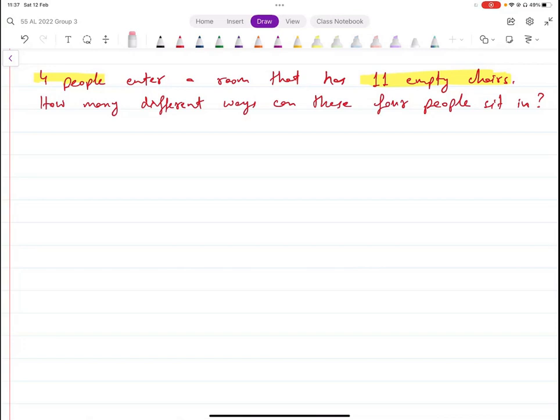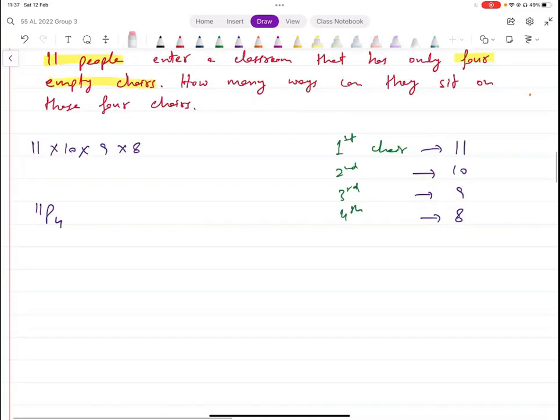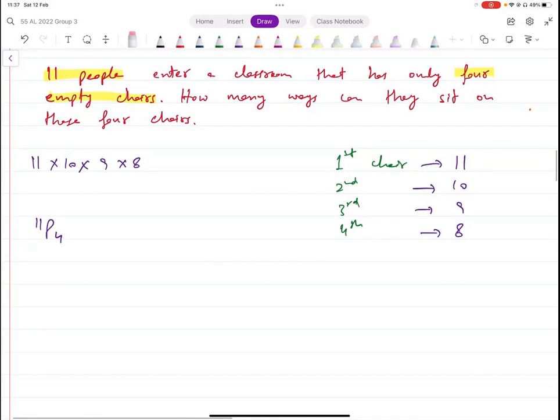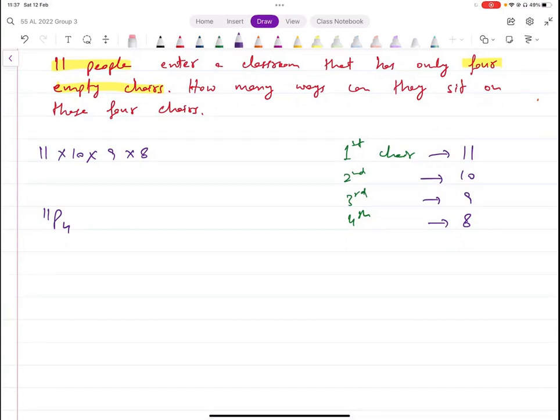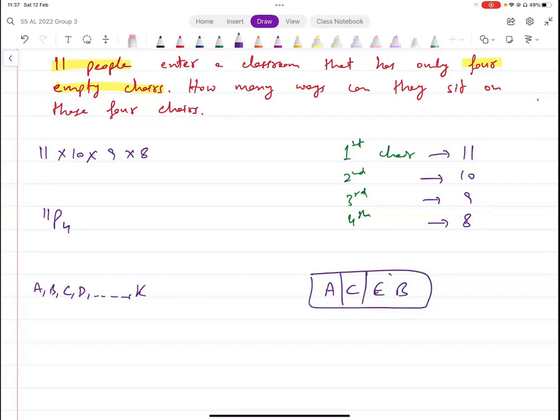Let's do the other way around. Let's say we have 4 people and they enter a classroom that has 11 empty chairs now. Earlier we had 11 people entering a classroom that had 4 chairs. We had 11P4 ways to arrange them. For example, if you got people from A, B, C, D, all the way up to K, you've got 11 people. One possibility is A, C, then E, and then B. This is one arrangement of these 4 people. Another possibility could be K, then J, F, and I.